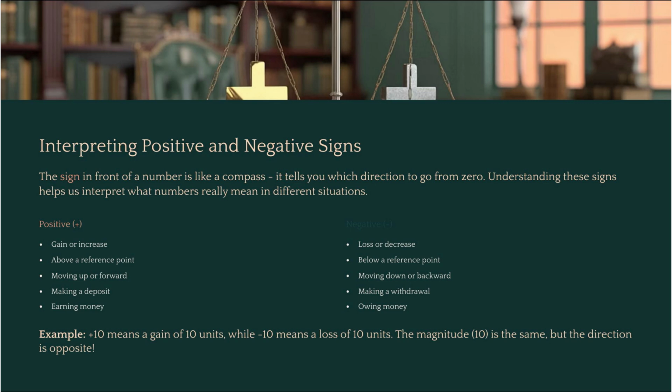The sign, either positive or negative, tells you the direction or type of change. A positive sign means a gain, an increase, or a move up. If you deposit $10 in the bank, that's +10. A negative sign means a loss, a decrease, or a move down. If you withdraw $10, that's -10. Always think of the sign as a directional signal from 0.